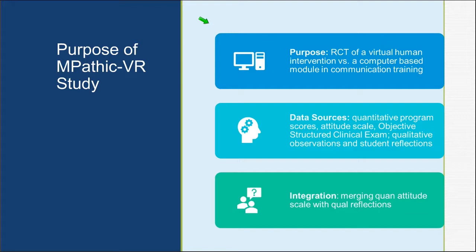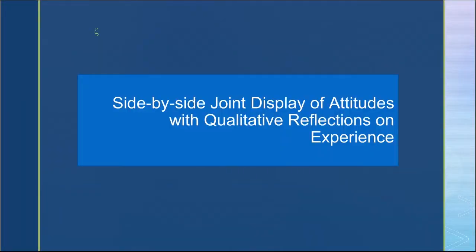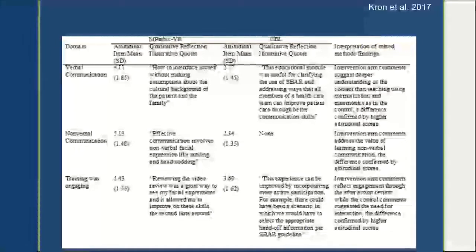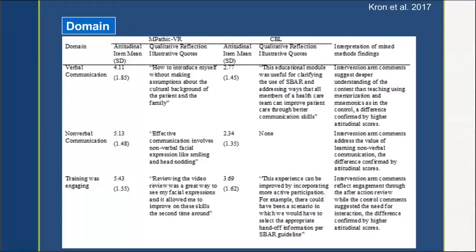Also some exams with standardized patient instructors. Then we had qualitative observations and written reflection. I want to show you merging quantitative attitudinal scale results with qualitative written reflections in this side-by-side joint display. This is published, so you can refer to the paper. The lead author is Dr. Crone. It came out in Patient Education and Counseling a couple of years ago.